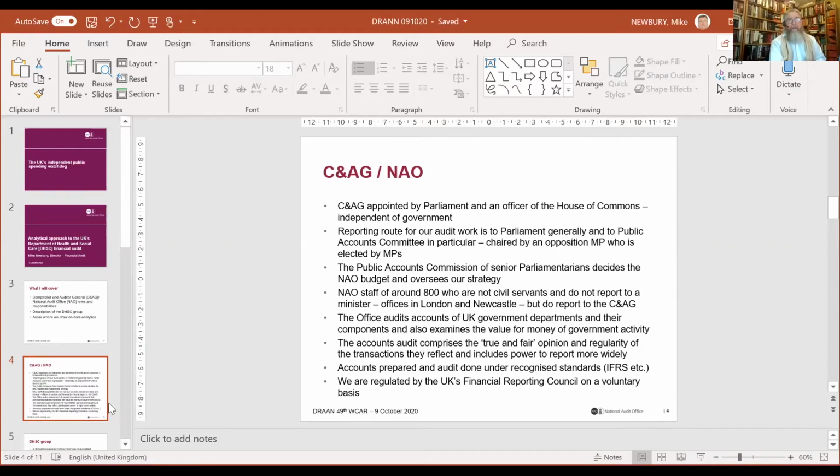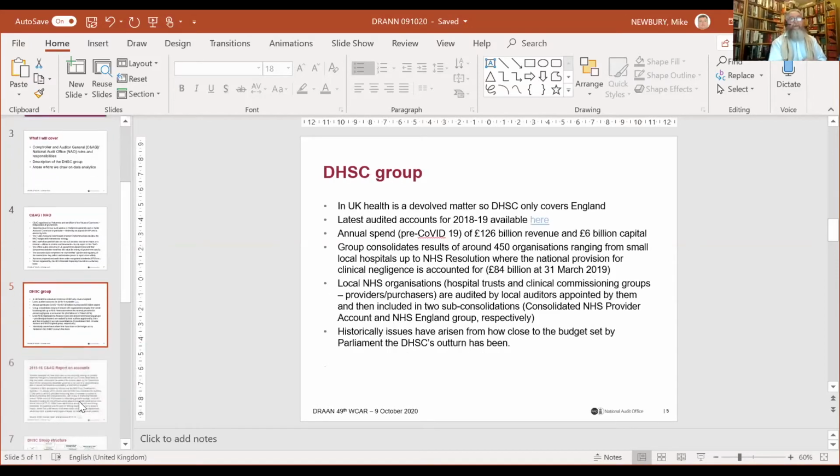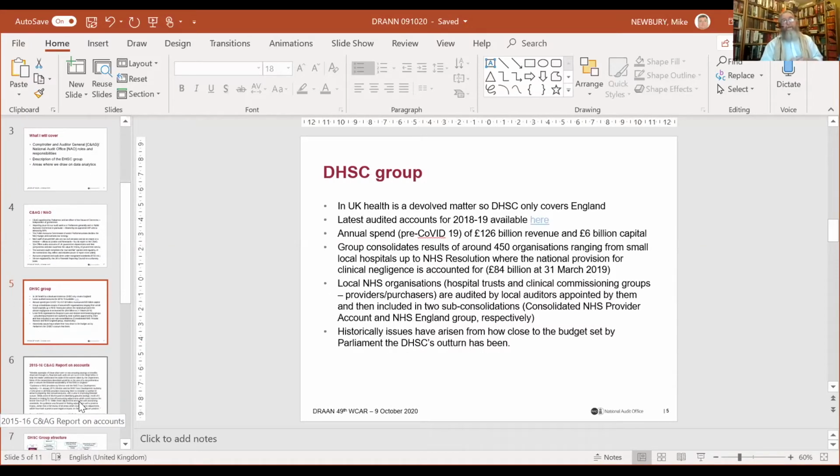Final thing I'd say about our financial audit work, we are regulated on a voluntary basis by the UK's Financial Reporting Council. That means that we have to have proper regard, obviously as we would do, to the pronouncements of that institution and our duties as accounting professionals to comply with the relevant standards. So what does the Department of Health and Social Care group?